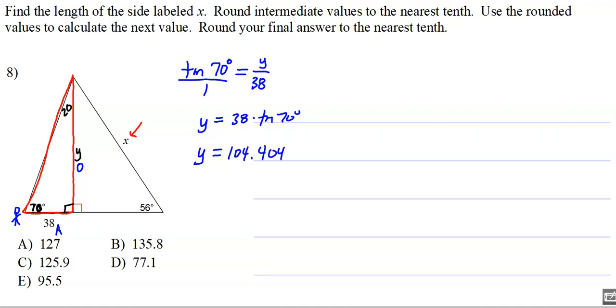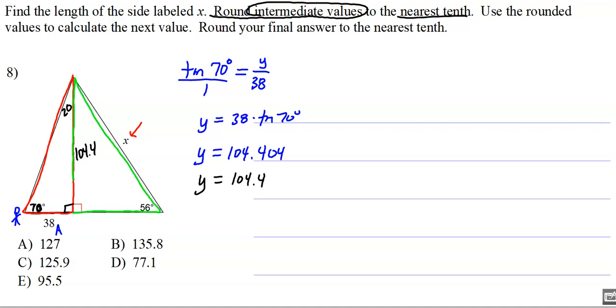Well, it said round the intermediate values. That means the in-between stuff to the nearest tenth. So I'm just going to call y 104.4. And I'm going to use that moving forward. So now I know what y is. So y is 104.4. And now I'm going to shift gears and focus on this triangle, because I can use the 56 and the 104 to get x, which is ultimately what I'm after.